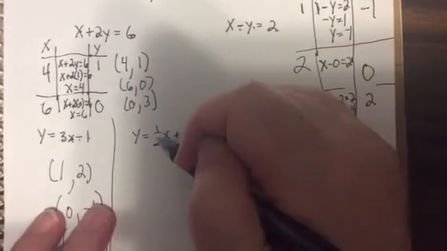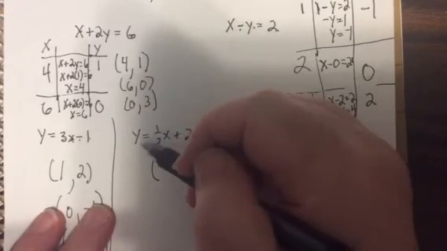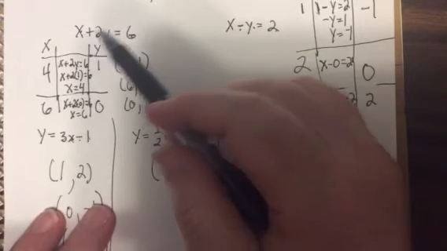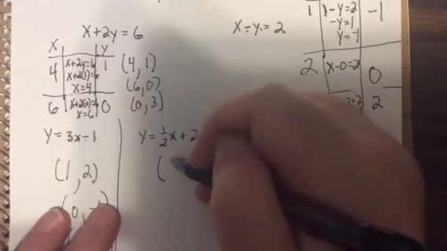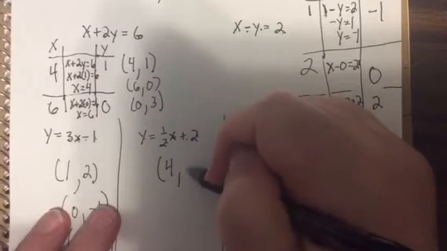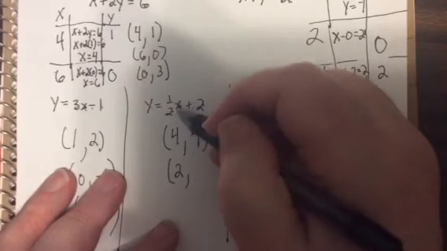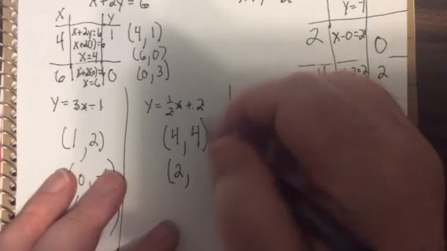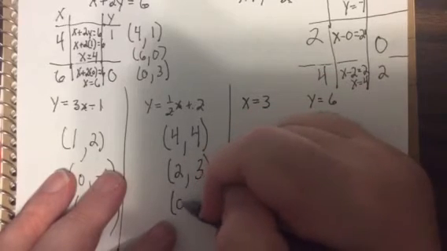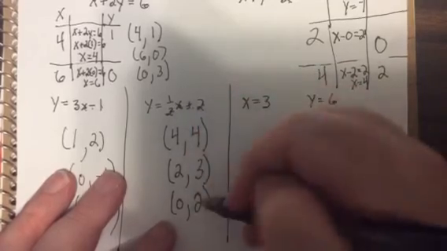Let's look at this one. Now, since this is a fraction, I would probably put in even numbers for x. And since it's solved for y, it's easier to put in for x. If it's just an equation, it really doesn't matter which one you put in. So let's put in 4. 1/2 of 4 is 2. 2 plus 2 is 4. Let's put in a 2 for x. 1/2 of 2 is 1. 1 plus 2 is 3. Yay! Let's put in 0 for x. 0 times half is 0, plus 2 is 2.